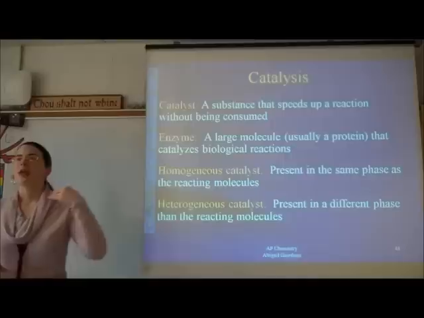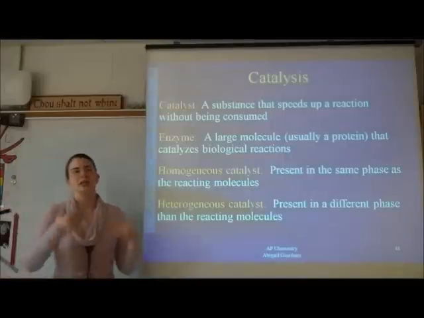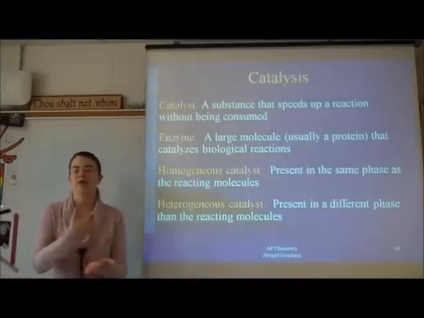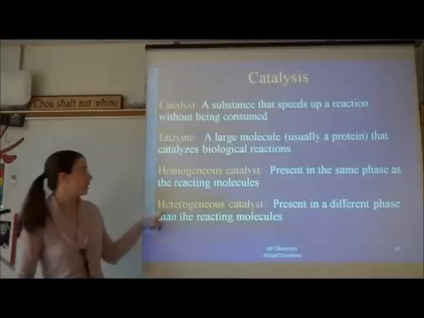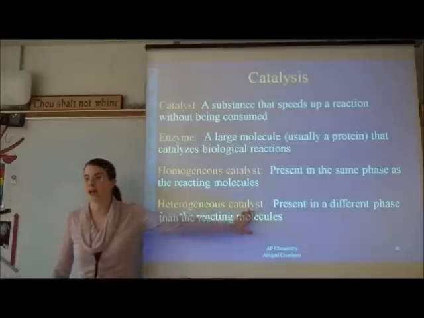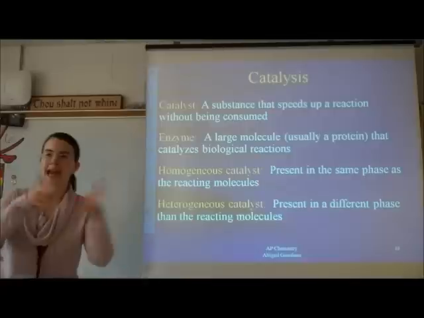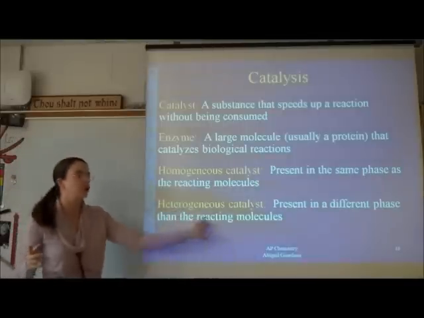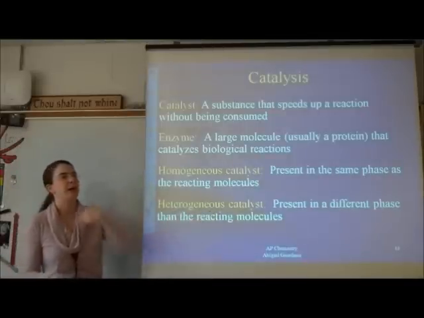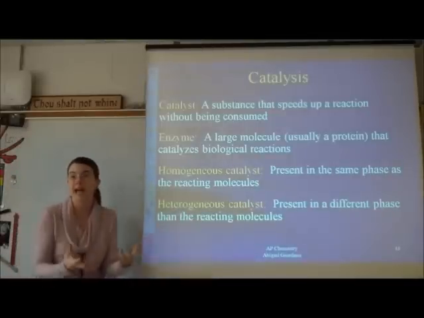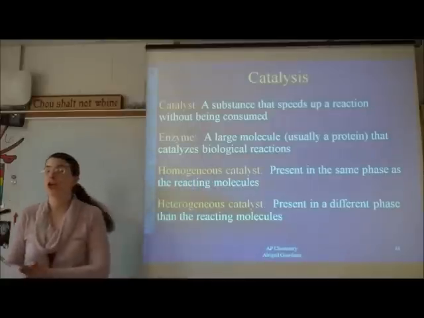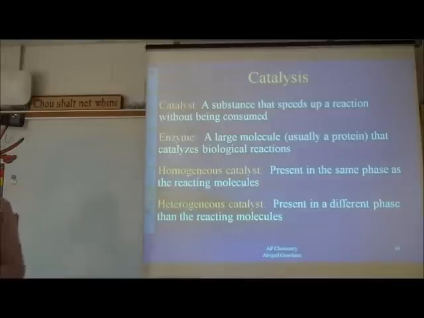If your catalyst is a different state of matter than your reactants, that is called a heterogeneous catalyst. A solid catalyst working with gaseous reactants, that's a heterogeneous situation. If my catalyst were made of a gas, then I'd call it a homogeneous catalyst.